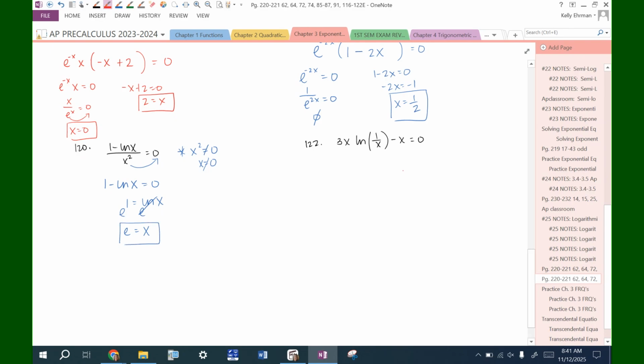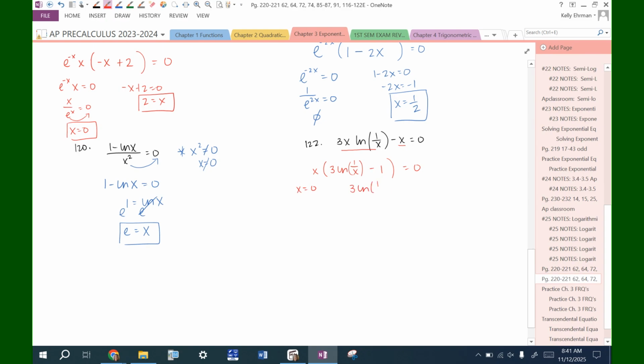All right, what about this one? There are x's all over the place and an ln here. And remember, we can't condense because this is not a natural log. I can do a little bit of factoring out, though. I can take out, this is a term and this is a term. So I can factor out an x, and that would leave me with 3 ln of 1 over x minus 1 equals 0. All right, so from the outside, I get x equals 0.